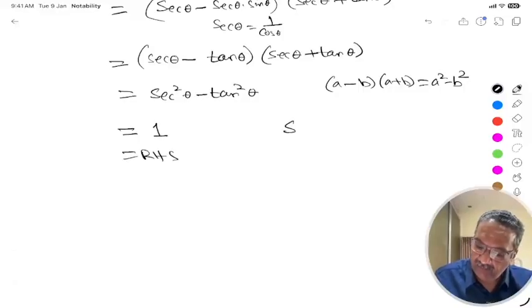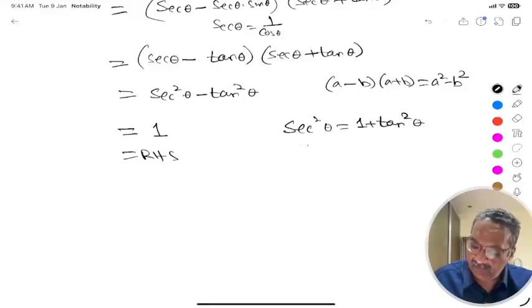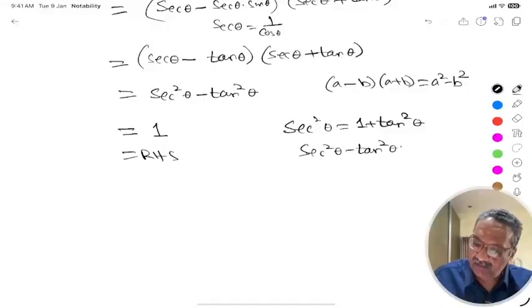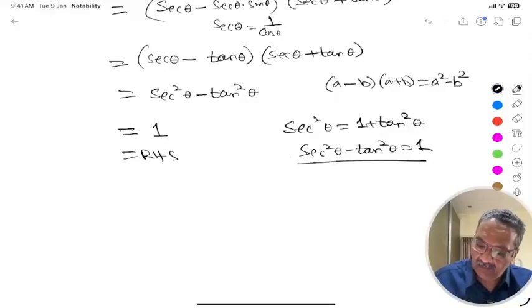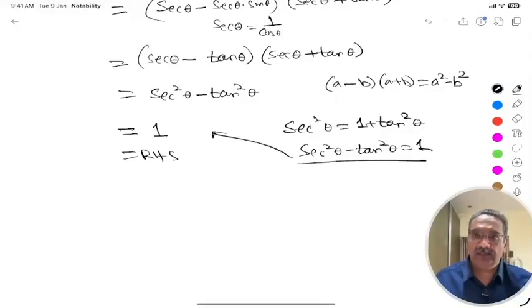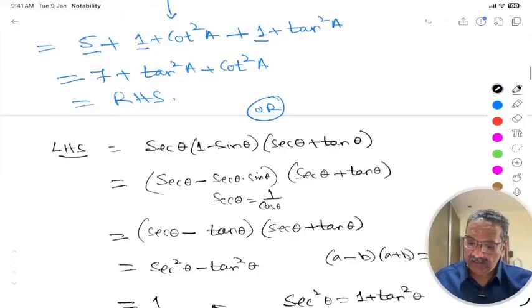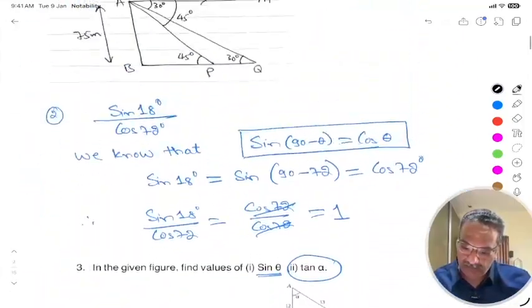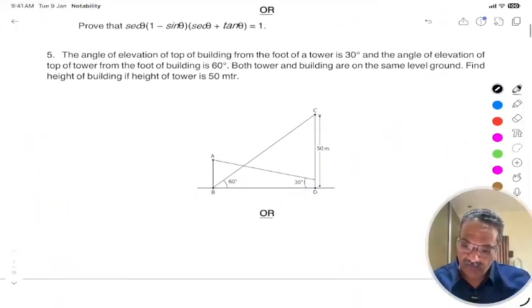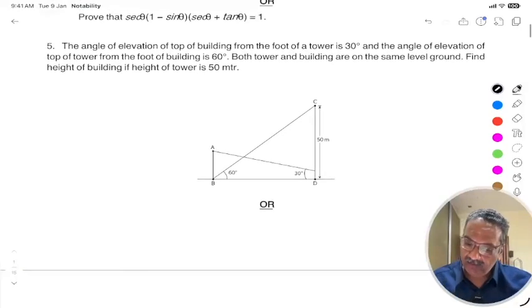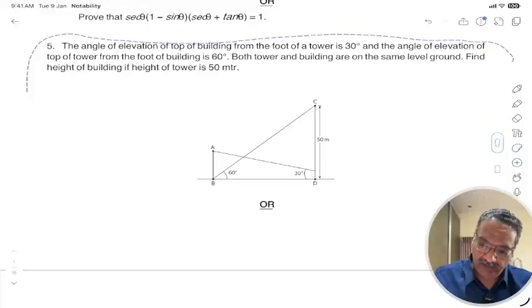Reason being secant square theta is equal to 1 plus tan square theta. This is an identity. Therefore, we have got secant square theta minus tan square theta is equal to 1. So, which we have substituted here. Okay. So, we have got the RHS. Let's come to the next question. Okay. This is from the application of trigonometry. I'll take this down to the next page.